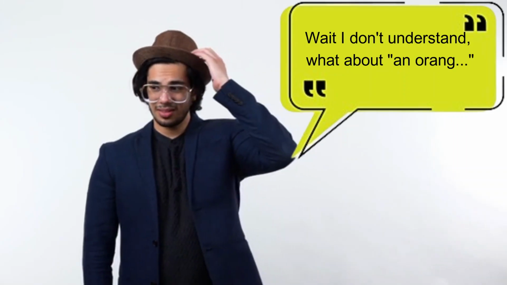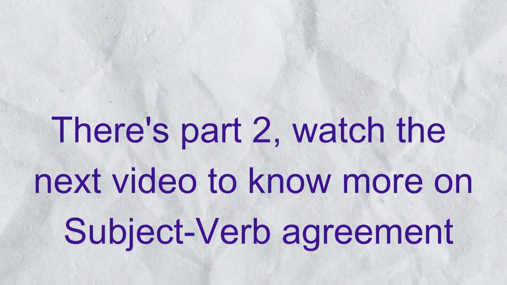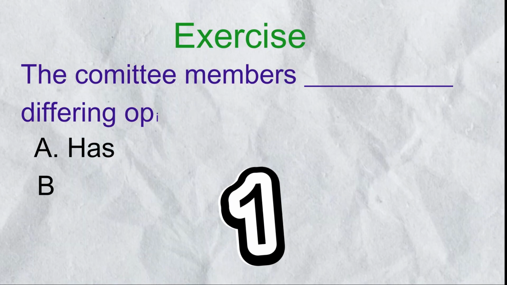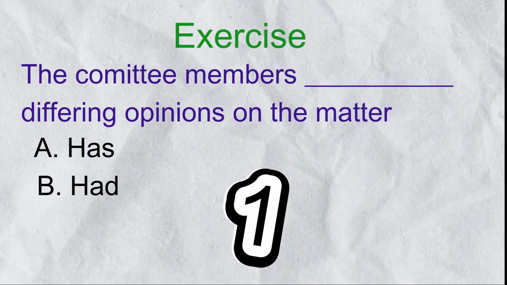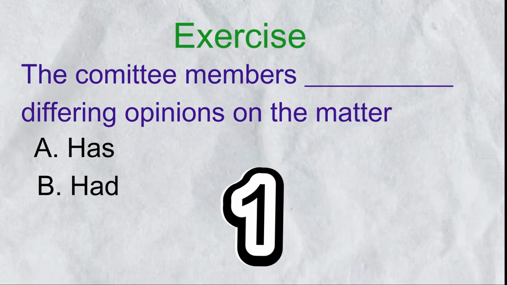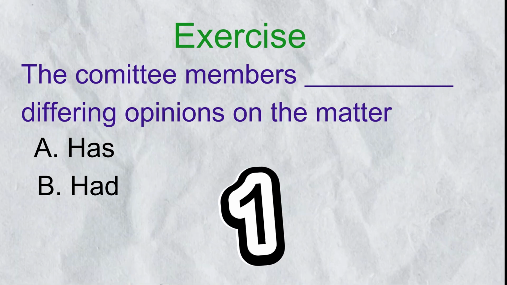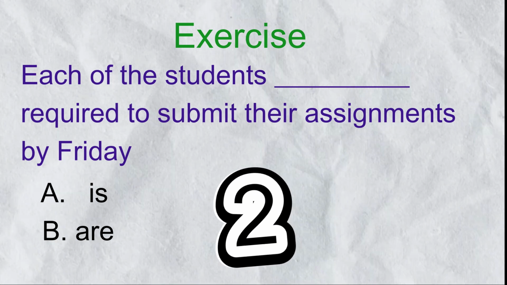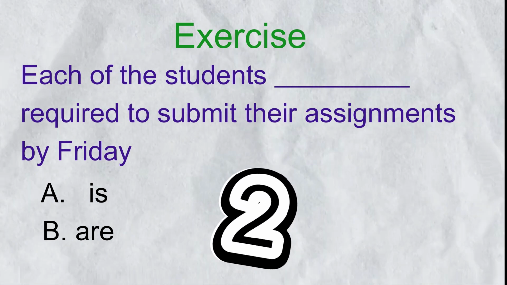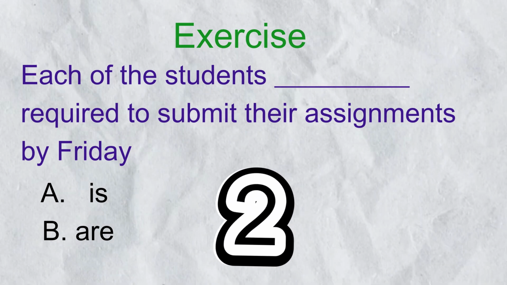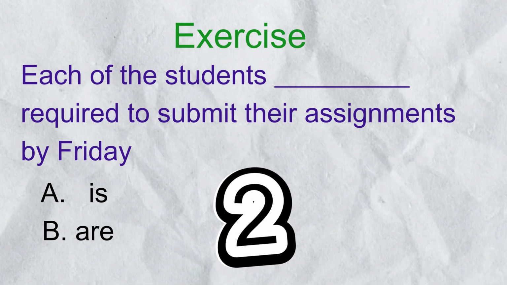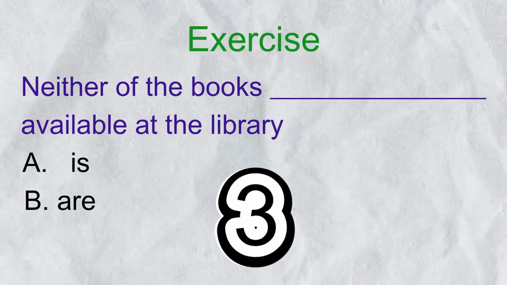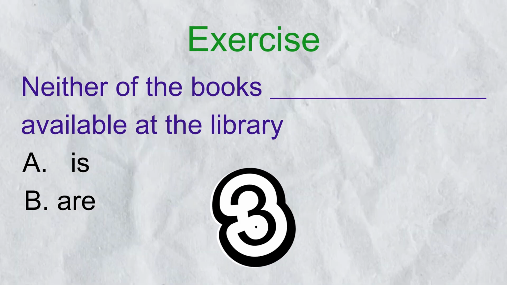Let's read your answers in the comment section on the following exercises concerning subject-verb agreement. Number 1: The committee members dash differing opinions on the matter. The verbs in the bracket for this are has and have. Number 2: Each of the students dash required to submit the assignment by Friday. The verbs in the bracket are is and are. Number 3: Neither of the books dash available at the library. The verbs in the bracket are is and are.